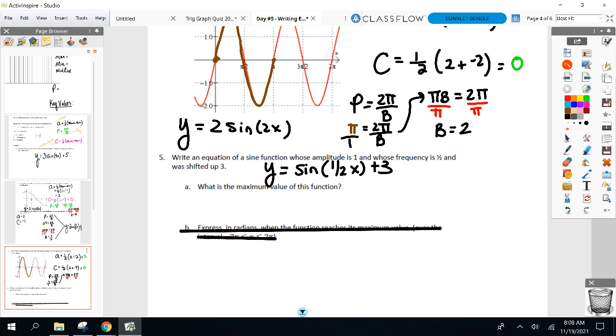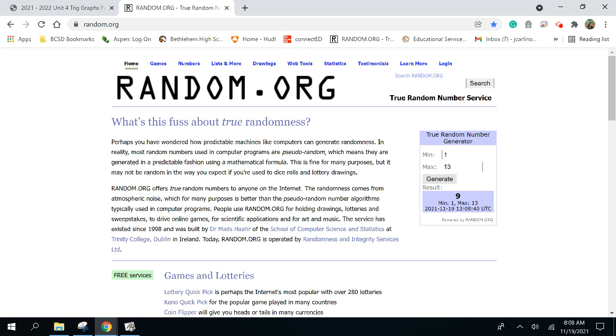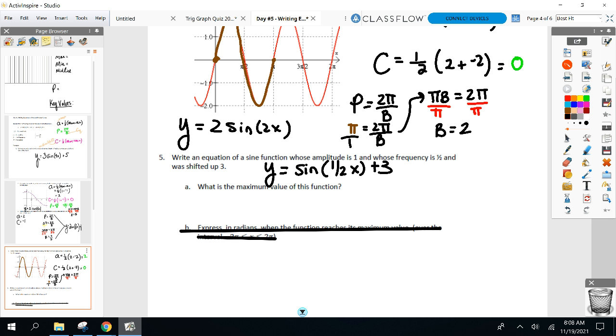Find the max then. What's the max now? You guys have plenty of practice in this. What's the maximum value of this function? What's the old max? The old max is 1. Yep, and then you add 3, and you go 4. Done. I got 4.